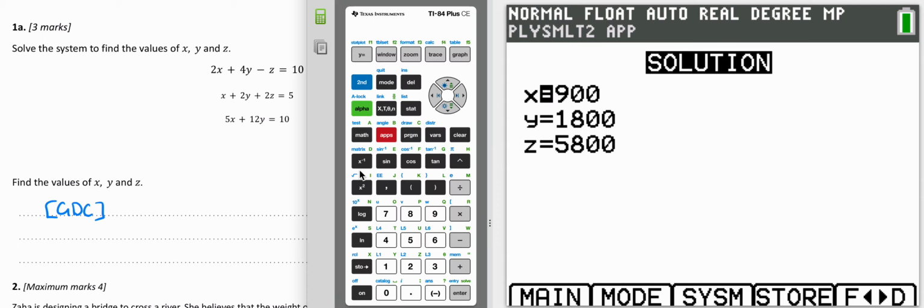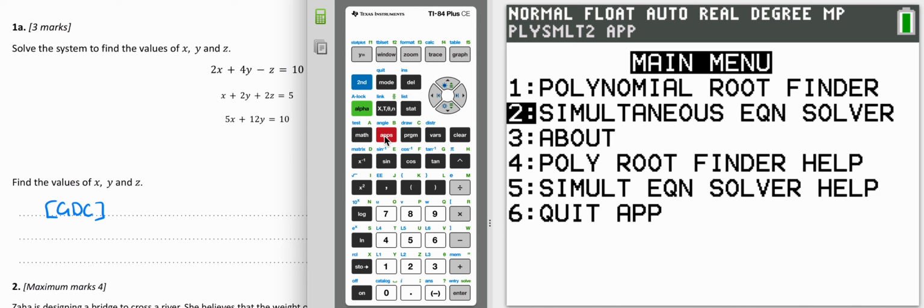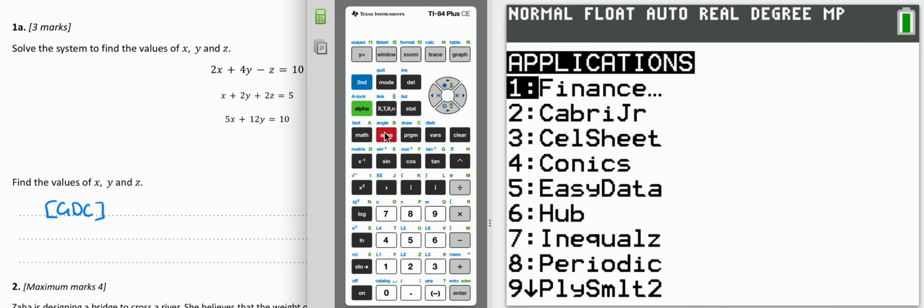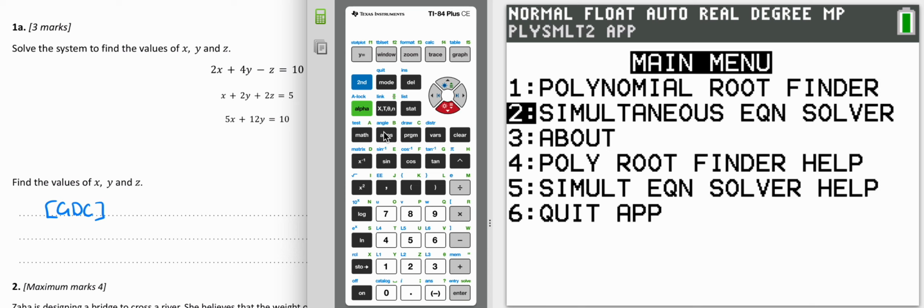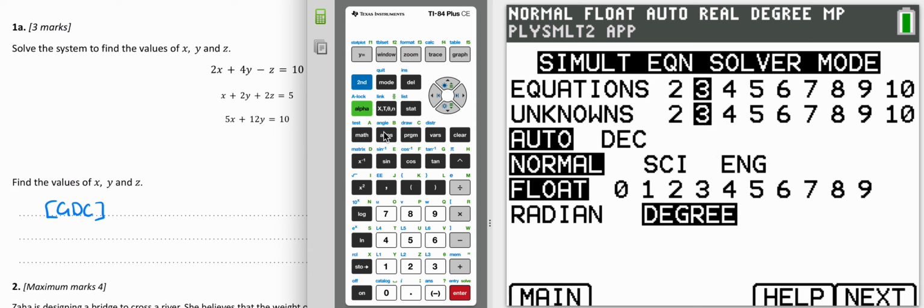So we're going to move over to the GDC and we're going to click apps. And we're going to go to number 9 on mine, which is Polysimult 2. And then we're going to the simultaneous equation solver.